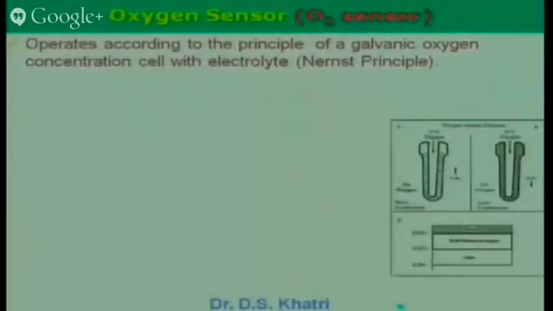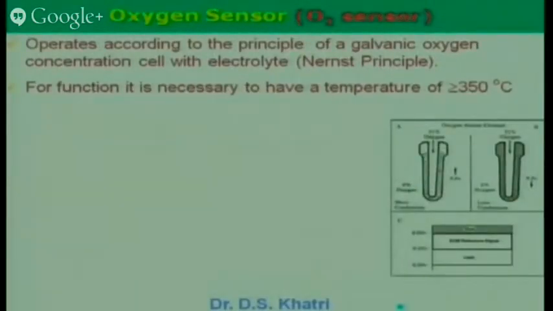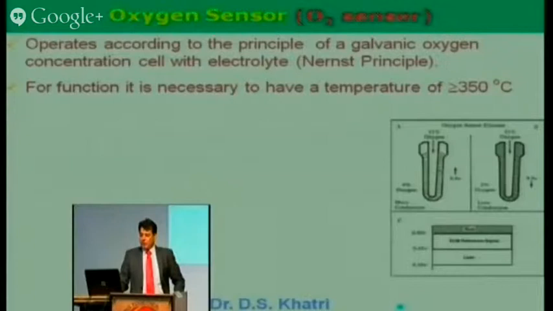So for OBD purpose, again related to the emissions, we are using two oxygen sensors. One for feedback, another for OBD purpose. So that is the next level thing. Today we will discuss only the very basic. It operates on the principle of a galvanic oxygen concentration cell with electrolyte, that is the Nernst principle.